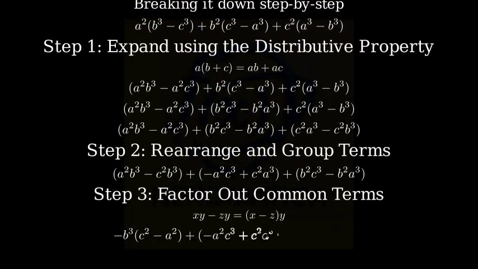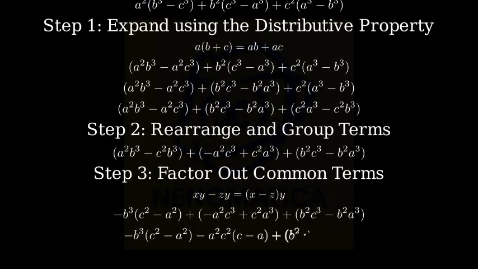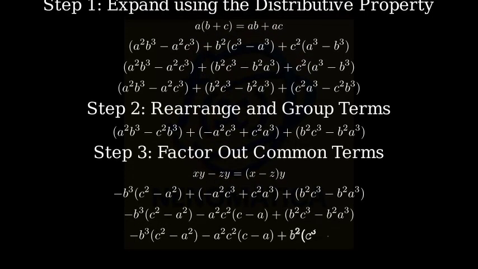From the first group, a squared b cubed minus c squared b cubed, we can factor out b cubed to get b cubed times (a squared minus c squared). But we'll write this as negative b cubed times (c squared minus a squared) to match our later steps. From the second group, negative a squared c cubed plus c squared a cubed, we can rewrite as negative a squared c squared times (c minus a). From the third group, b squared c cubed minus b squared a cubed, we can factor out b squared to get b squared times (c cubed minus a cubed).